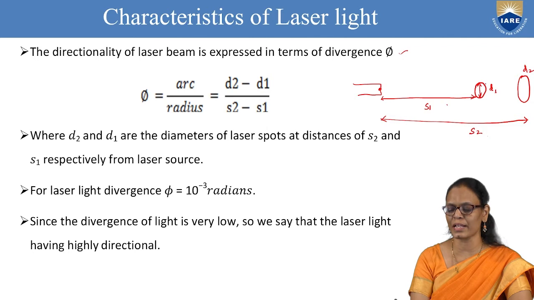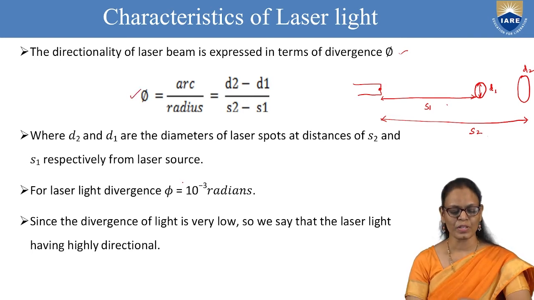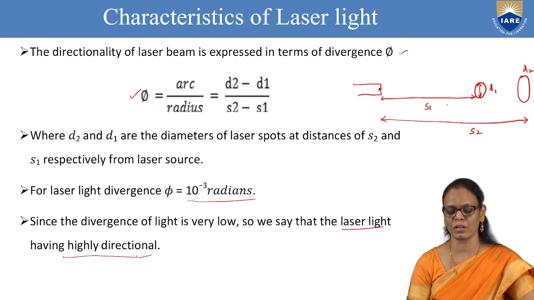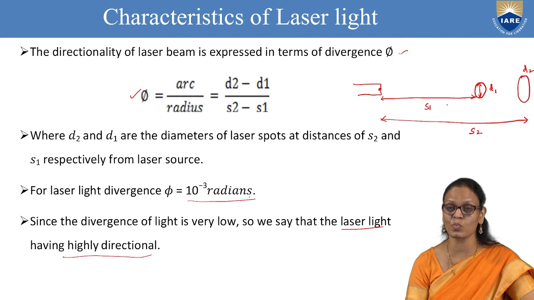If you catch it on a screen, you will have an image on the screen, or we call it a laser spot. So if you measure the diameters and also the distances, (D2 minus D1) by (S2 minus S1) gives us the divergence, which we denote by phi. For laser light, the divergence is 10 power minus 3 radians. So the divergence of light is very low, and we say laser light is highly directional. How we measure the directionality is in terms of divergence. If the divergence is very low, it means it is highly directional.